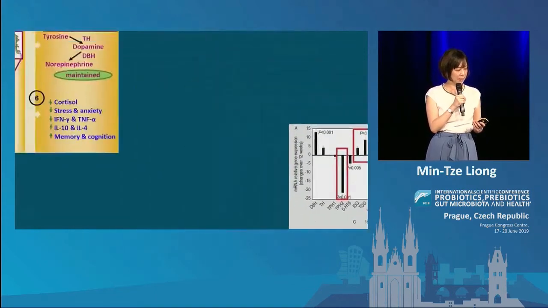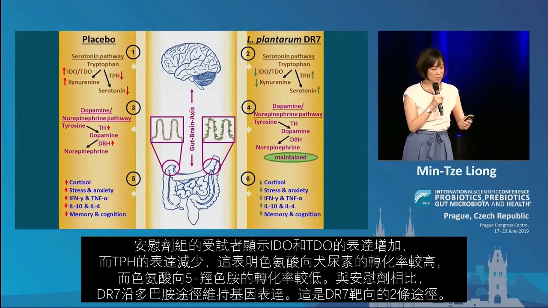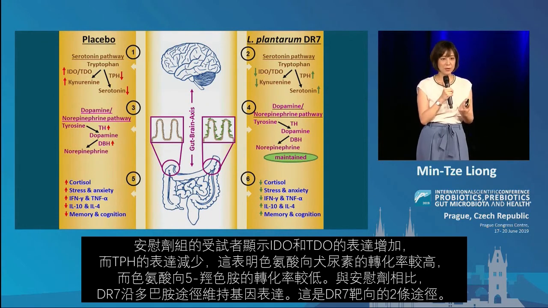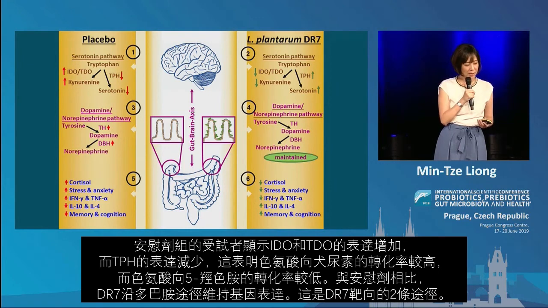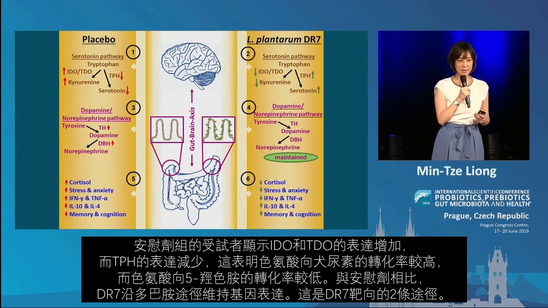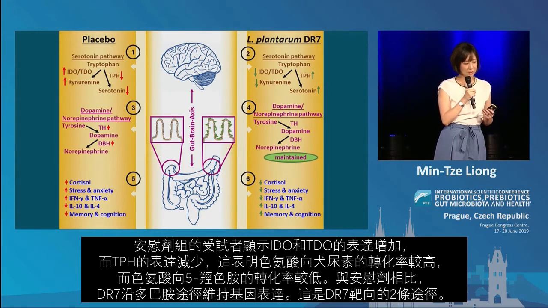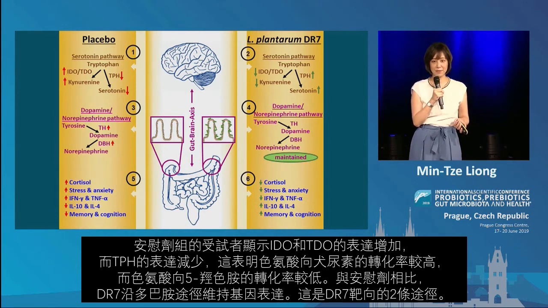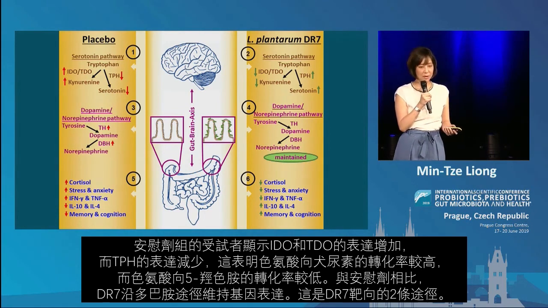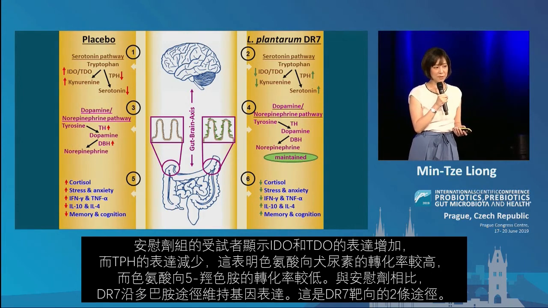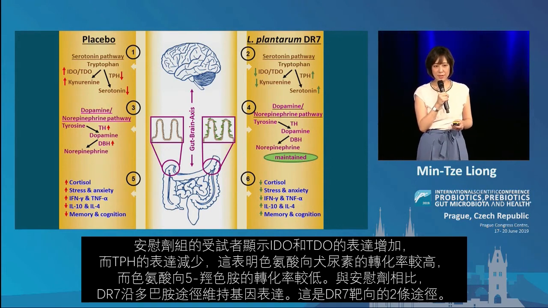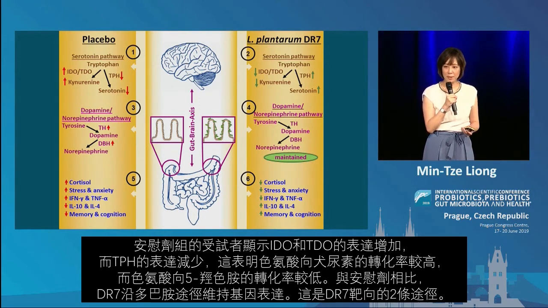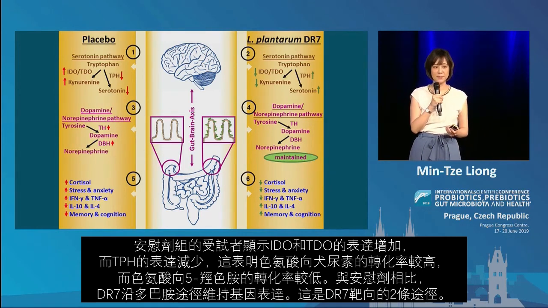So what would that mean again? We made a summary of this. For placebo, in terms of the serotonin pathway, we actually saw an increase in IDO or TDO, but a decrease in TPH, indicating a higher conversion of tryptophan to kynurenine and less of tryptophan to serotonin. However, in the probiotic group, the DR7, we see an inverse effect. In dopamine, we didn't see much. In the DR7 group, we postulate that dopamine was actually maintained. So these were 2 of the pathways that were targeted.